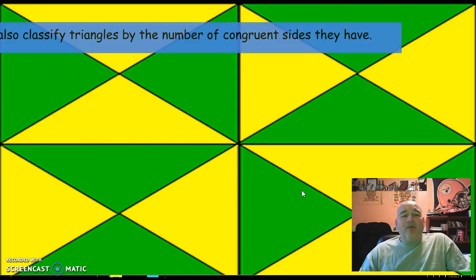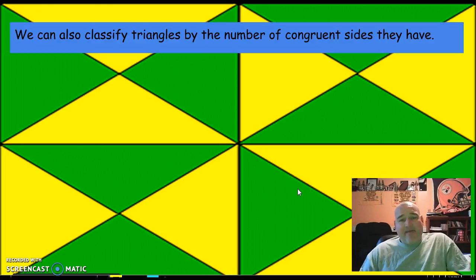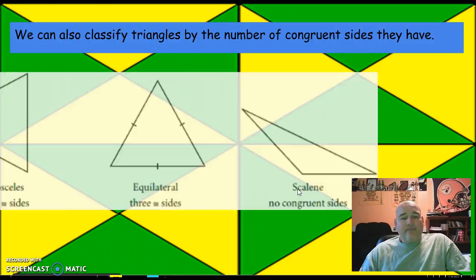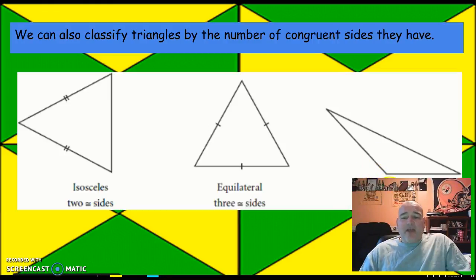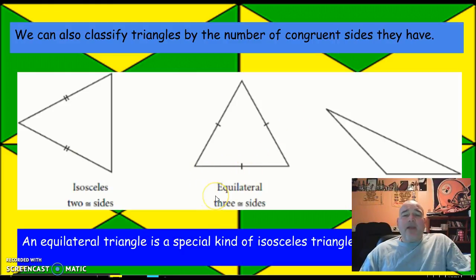We can also classify triangles by the number of congruent sides that they have. A scalene triangle has no congruent sides. An isosceles triangle has two congruent sides, at least two congruent sides. An equilateral triangle has three congruent sides. An equilateral triangle is a special kind of isosceles triangle. The definition for isosceles is at least two congruent sides. An equilateral has at least two, but since that third side is also congruent, it's equilateral, but it's a special isosceles.